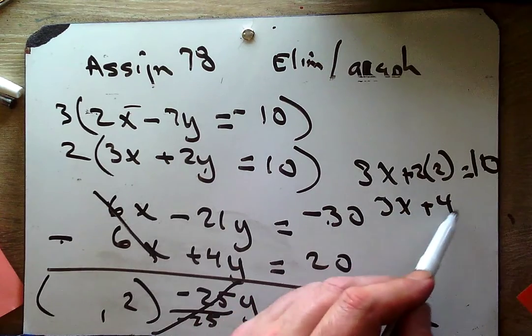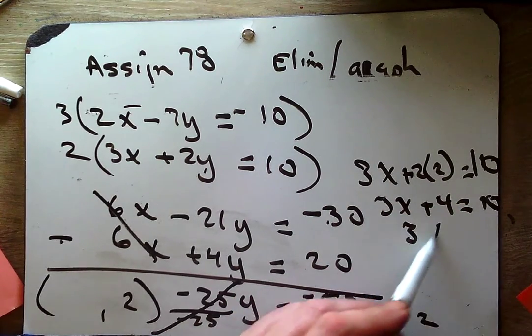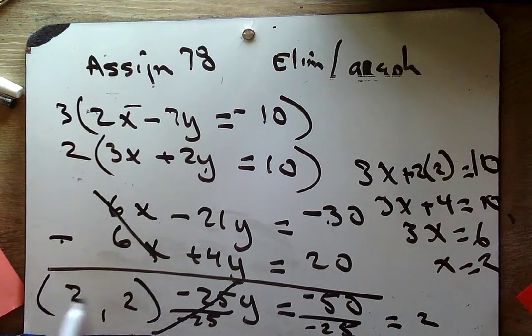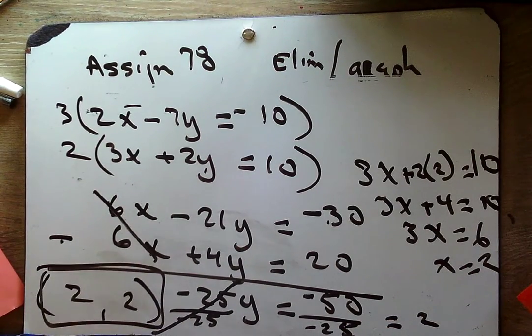3x plus 4 equals 10. 3x equals 6. X equals 2. Ta-da! The ordered pair 2, 2 is my solution. Nice.